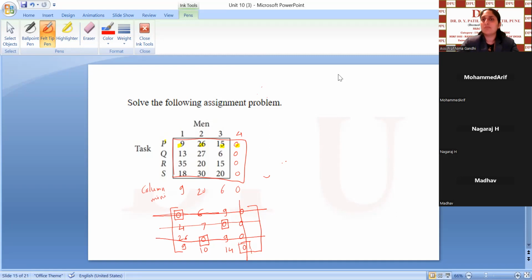And we have a dummy worker 4 who is completing the task without any cost. So the efficiency is different. We have to assign the workers to the tasks so that they can perform the tasks at the minimum cost. Clear with this?